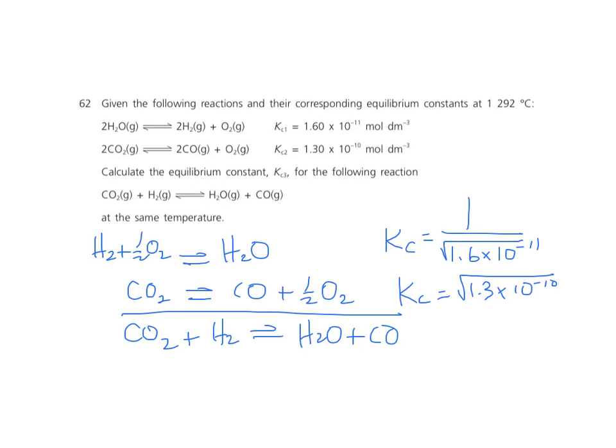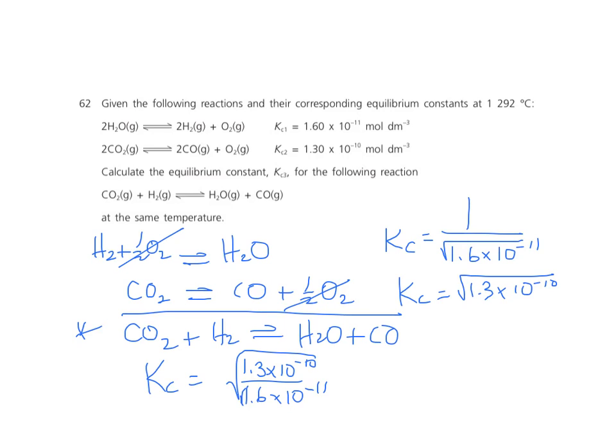Now just verifying that when I add these together, the oxygen cancels, and indeed I get the equation I wanted. Then the Kc that I'm looking for is the product of those two Kc's, which will mean it's the square root of 1.3 times 10 to the minus 10 over 1.6 times 10 to the minus 11, and I'll just let you grab a calculator and evaluate that.